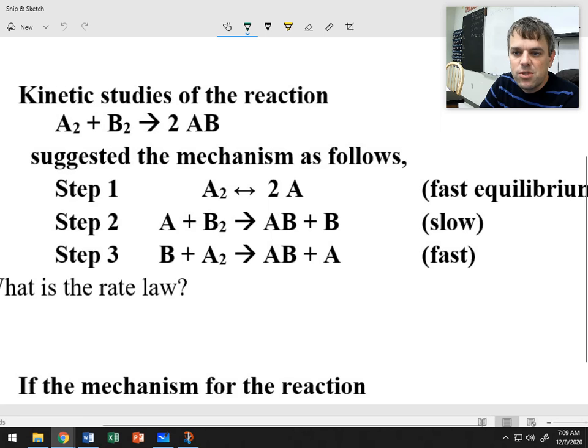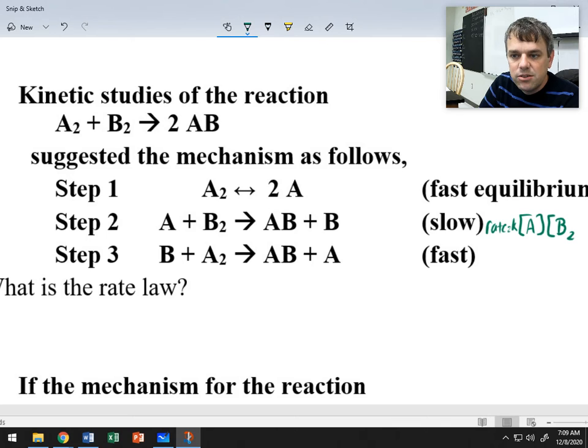All right, so for this one, we are going to once again direct ourselves to find the order of the reaction to the slow step, where we get that rate equals k times the concentration of A times the concentration of B2. That's a problem because in the reaction we have B2 and then we have A2. So A is an intermediate. So we need to go back to step 1, which is a fast equilibrium step.